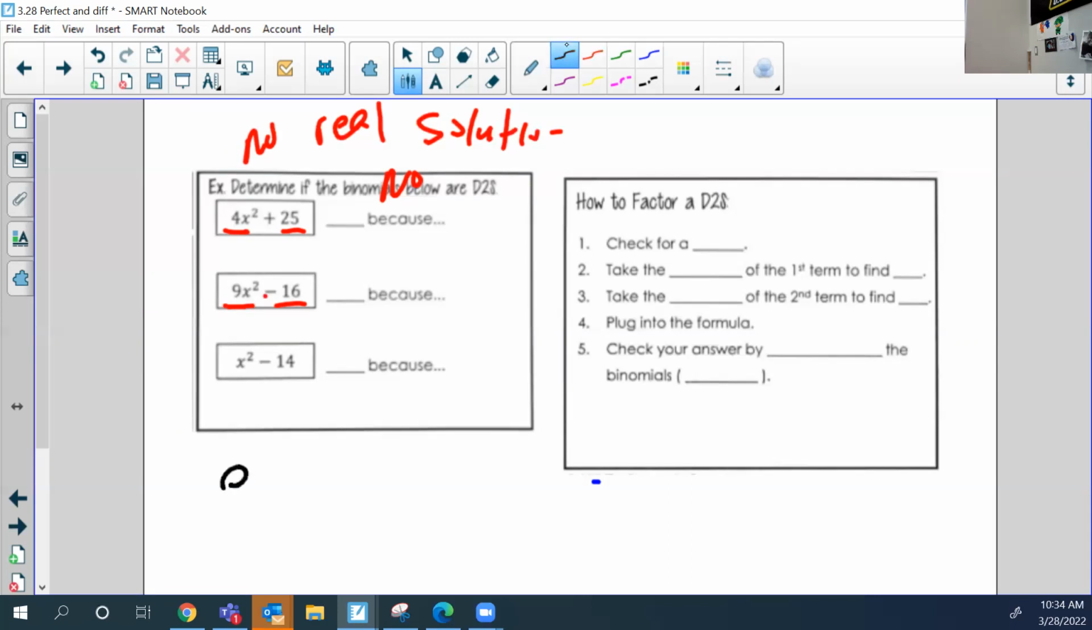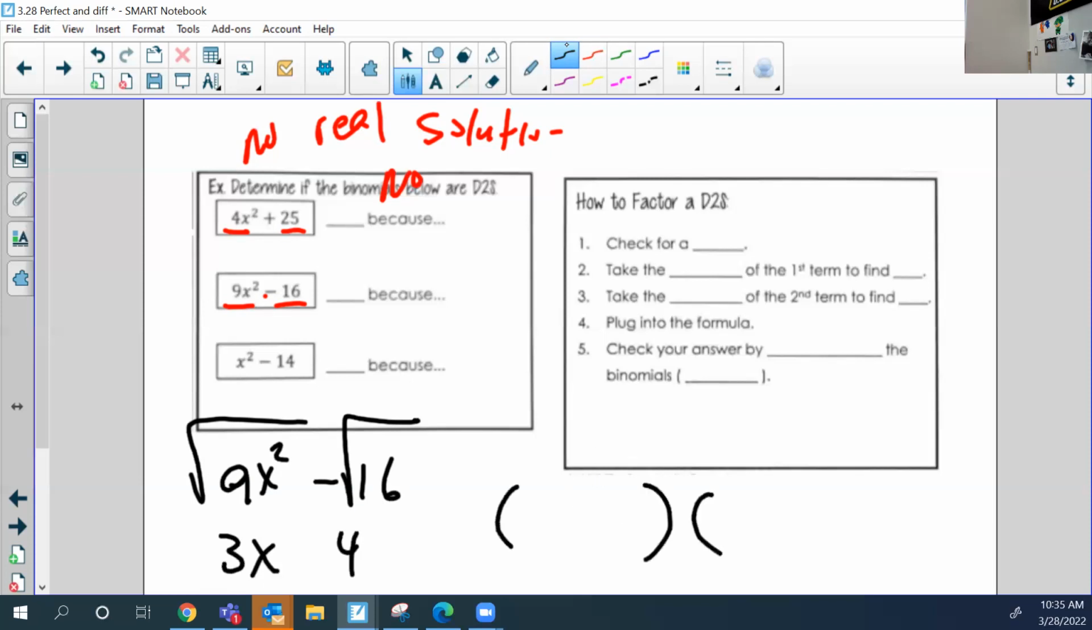All right, 9x squared minus 16. Take the square root of both terms. The square root of 9 is 3, the square root of x squared is x, and the square root of 16 is 4. So I'm going to have two sets of parentheses. I'm going to have 3x and 4, 3x and 4, and then one gets a minus sign and one gets a plus sign.